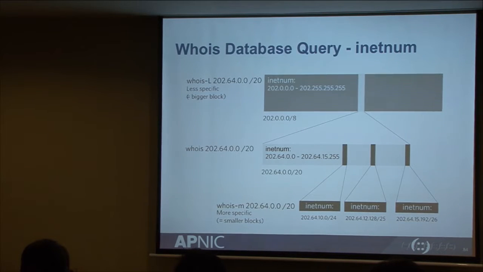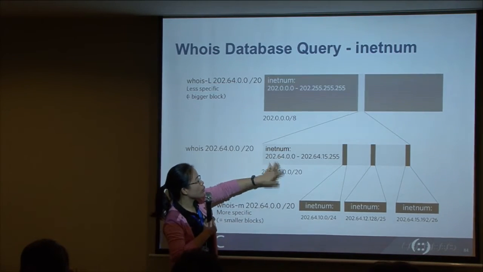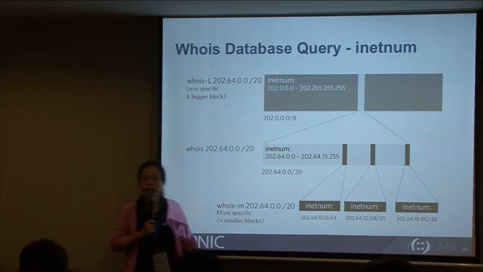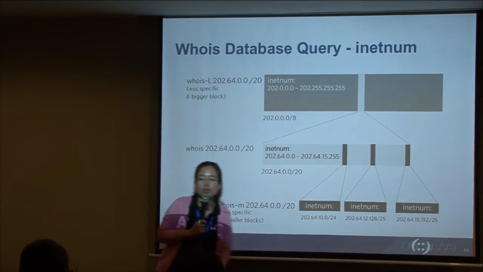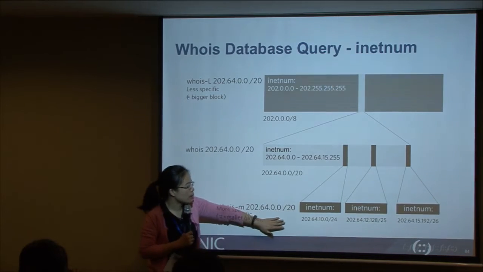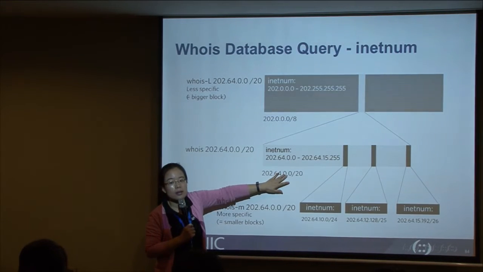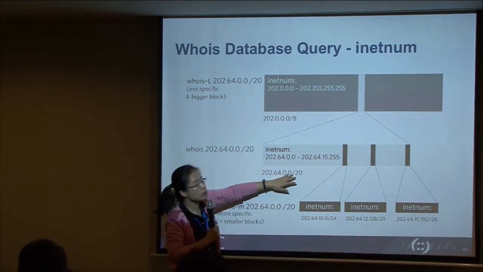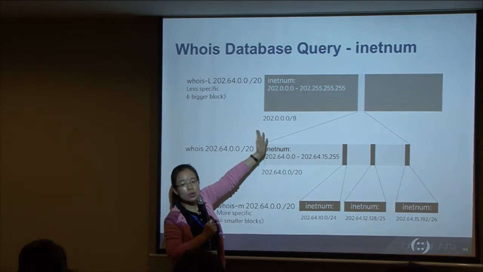Okay, so from APNIC, we have got a slash 8, and then we will do the delegation, and maybe it's a slash 20, because nowadays the policy is not slash 20, maybe before he has got a slash 20, and then for the slash 20, we will do the further distribution. Compared with the slash 24, the slash 20 is less specific, because this is a larger block, and compared with the slash 20, slash 8 is less specific.